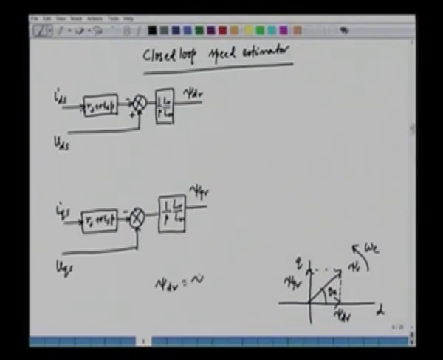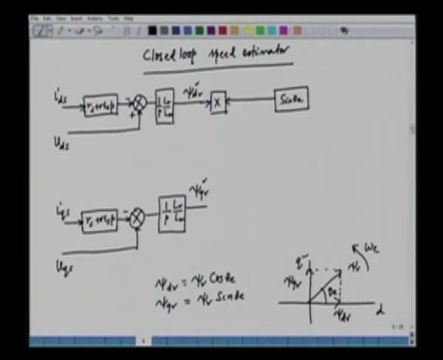So we will say that psi dr is nothing but psi r into cos of theta e, and similarly psi qr is equal to psi r into sine of theta e, because the d axis is the cos component and the q axis is the sine component. So we have evaluated here psi dr and psi qr from the voltages and currents, and then what we do here is multiply. With psi dr we multiply sine theta e, and with psi qr we multiply cos theta e.